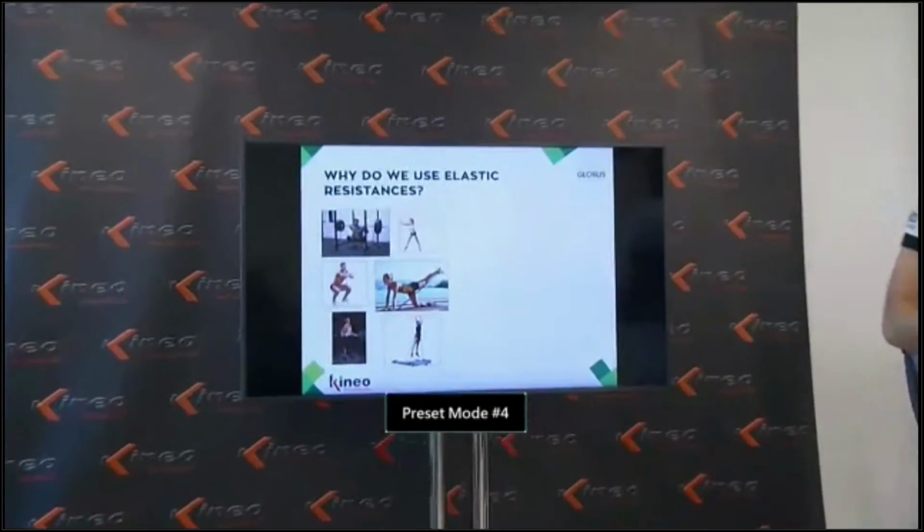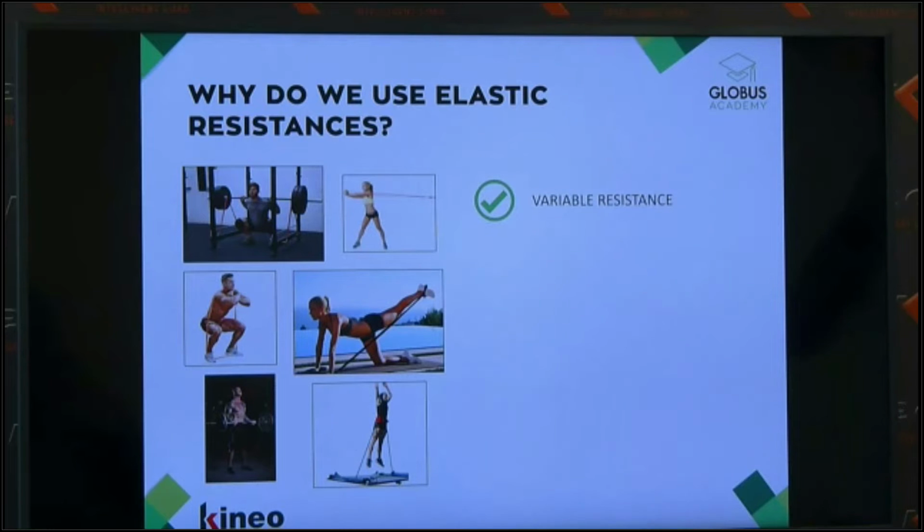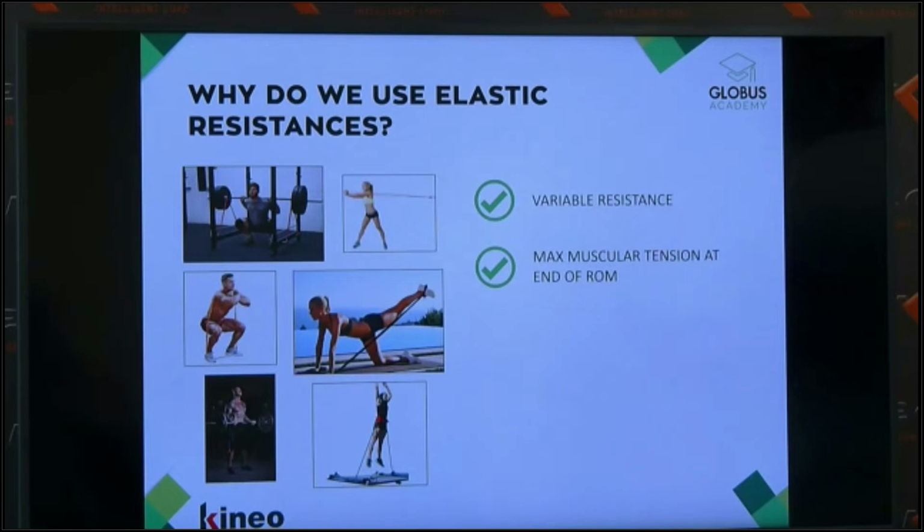And as well, let's take what we are doing today. Why do we use elastic resistances? Nowadays we see a lot of exercises with elastic, with weights, and all kinds of exercises. We definitely use elastic bands for variable resistance because it is the first way in which we can have variability in our movement, in our exercise. We definitely use elastic for shifting the point of muscular tension at the end of the range of movement, which traditional weightlifting cannot properly do.